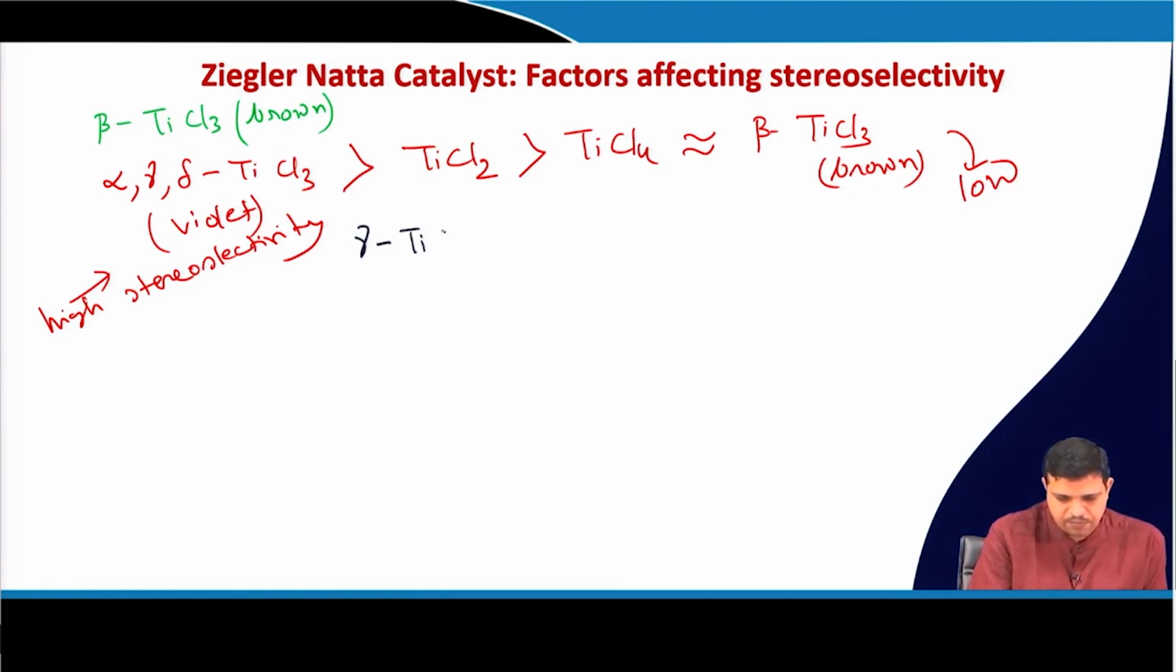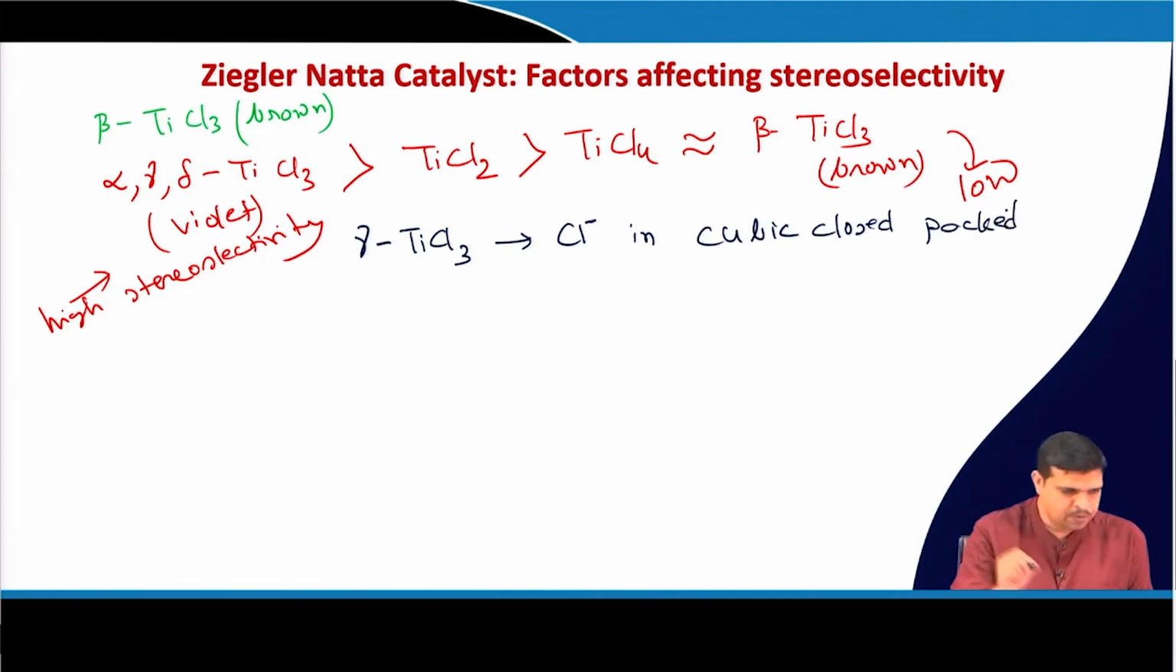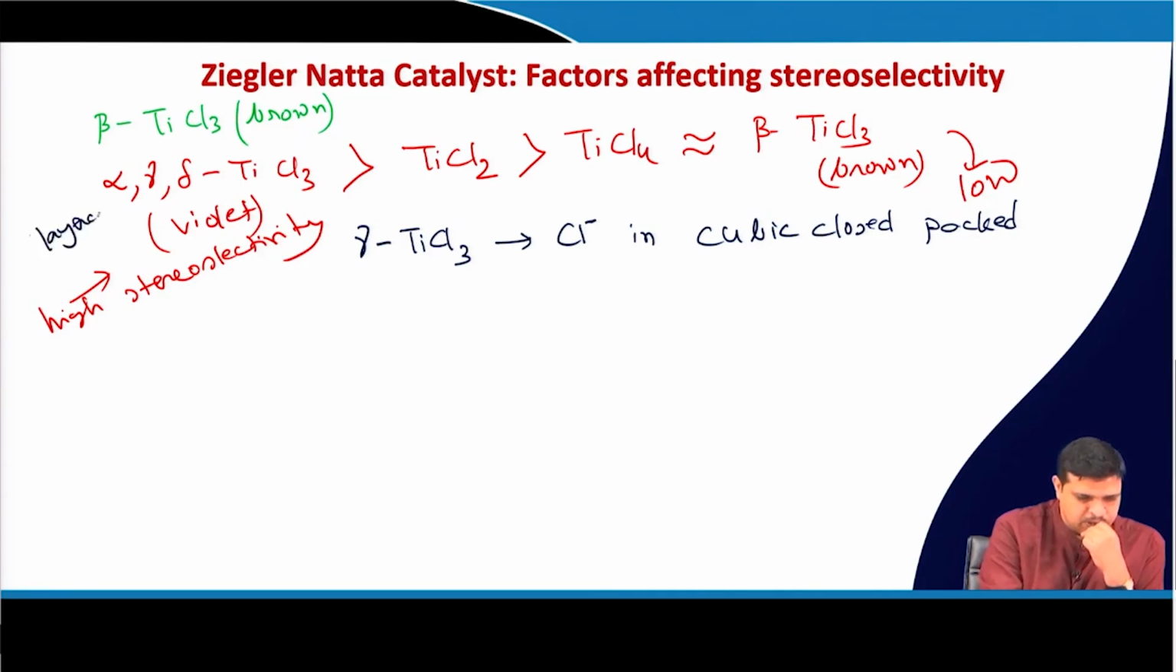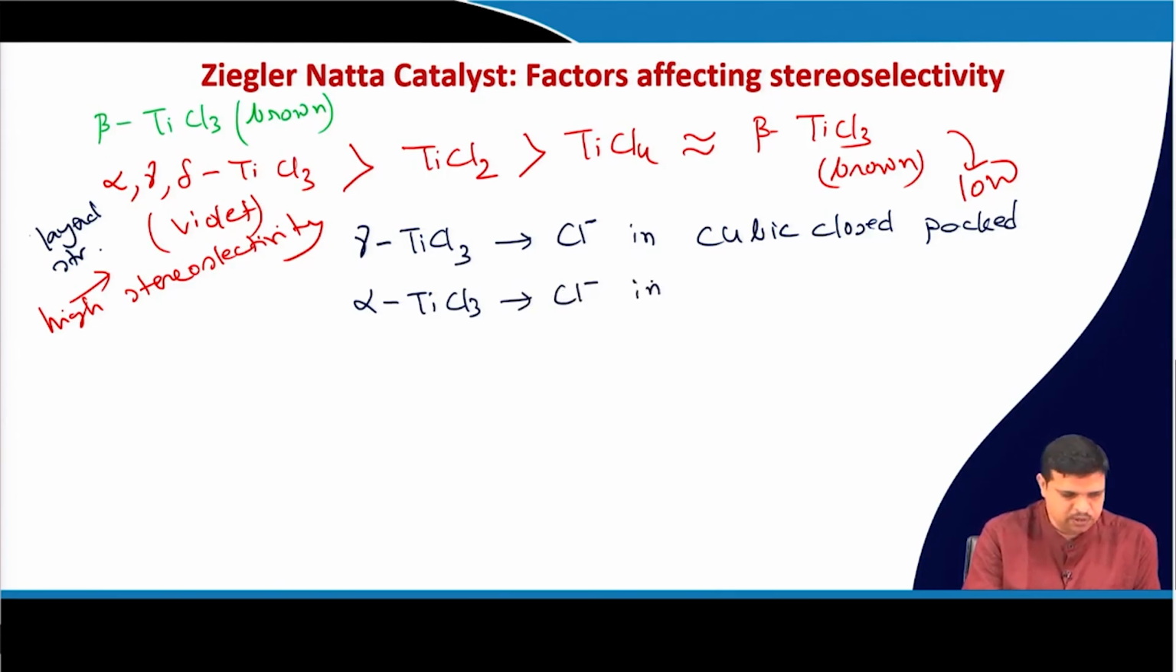Gamma TiCl3: here the chlorides are in cubic close packing. These are layered structures. And in alpha TiCl3, the chlorides are in hexagonal close packing.